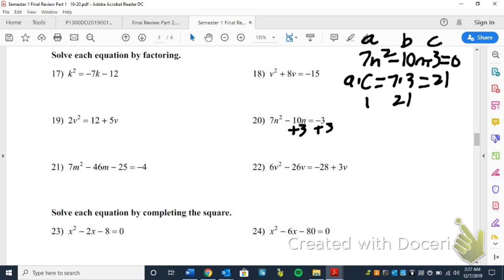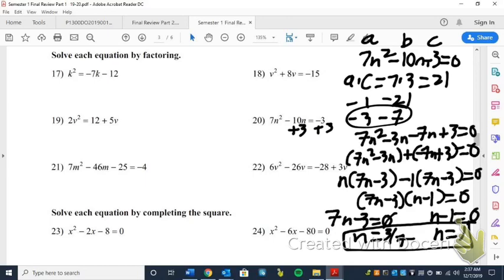Because we're multiplying and getting a positive, but adding and getting a negative, that means both numbers are negative, because that's the only way that works. Negative 1 and negative 21, negative 3 and negative 7, and yep, that's it. In all fairness, 21 only has 2 sets of factors. So negative 3 and negative 7, so now we rewrite the original equation with our negative 3 and negative 7.